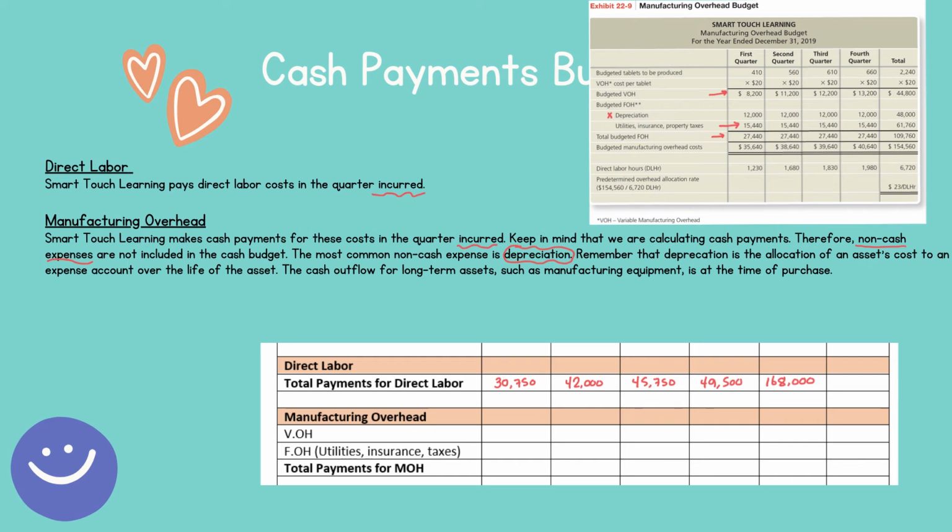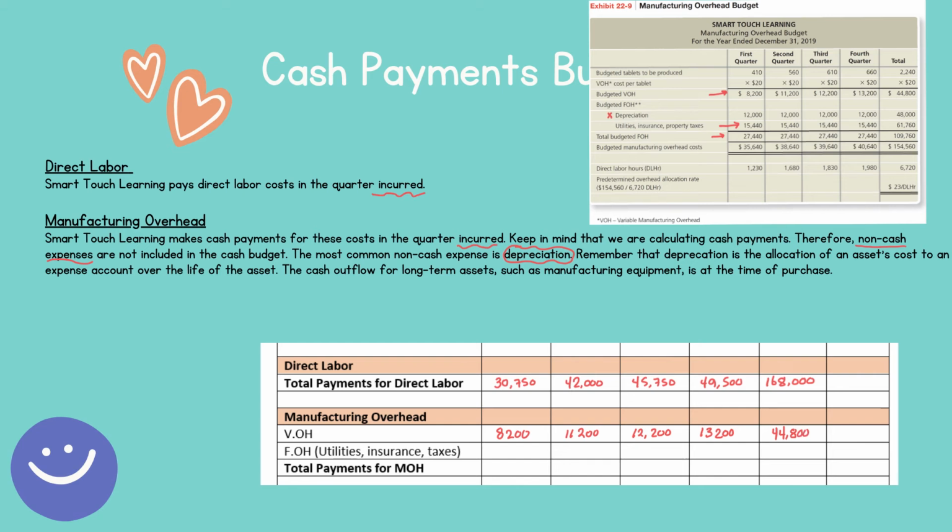For the variable overhead, I'm gonna take 8,200 for quarter 1, 11,200 quarter 2, 12,200 quarter 3, 13,200 quarter 4, and for the total it's gonna be 44,800.